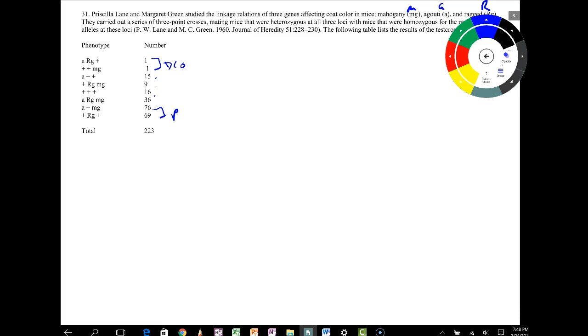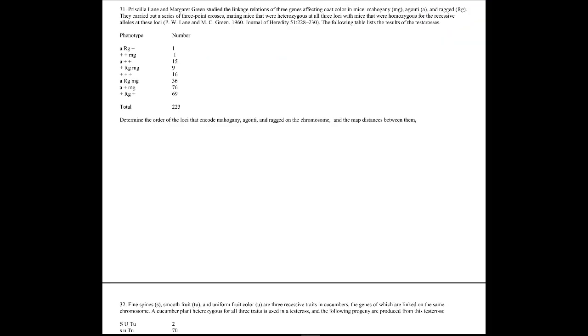So first of all, our parentals say that A plus and M started out on the same side, and plus R and plus started out on the same side. Our double crossovers are A, R, and plus, M. We look up here to try to see which one jumped to which side.